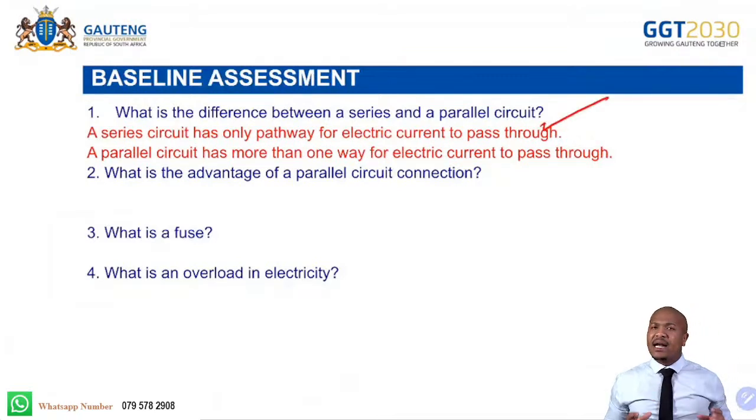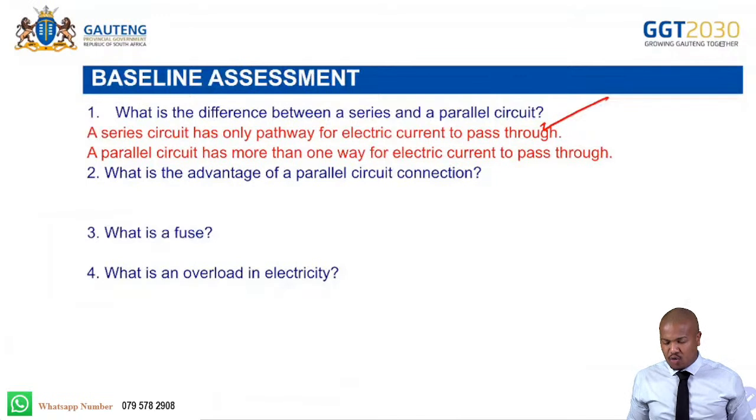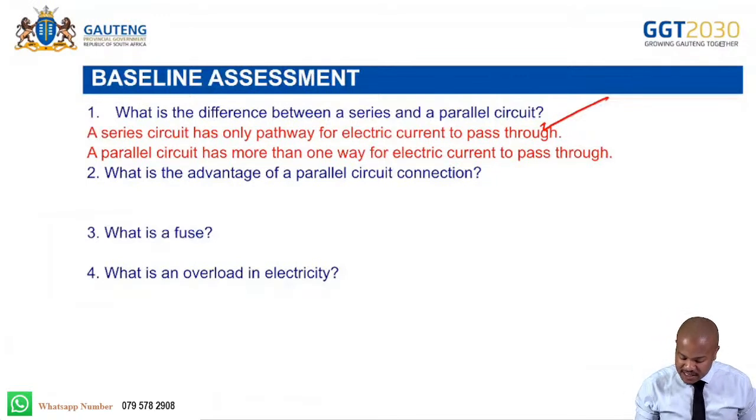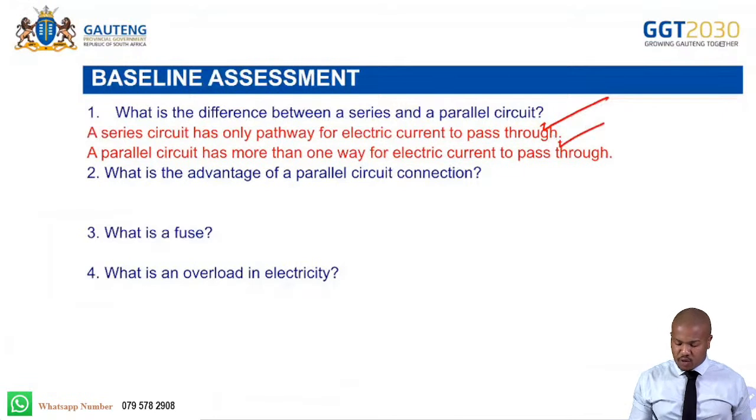Then a parallel circuit has more than one pathway for current to pass through or for current to flow through. Altogether, a parallel circuit has more than one pathway for the electric current to pass through. And please do not forget to mark your work.